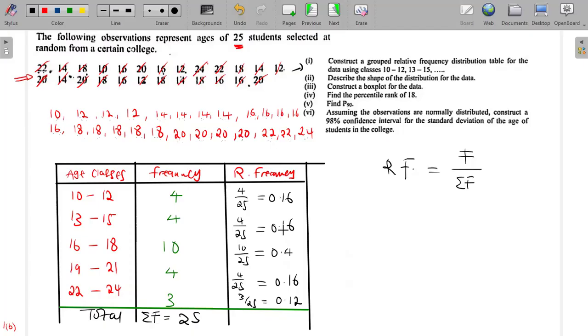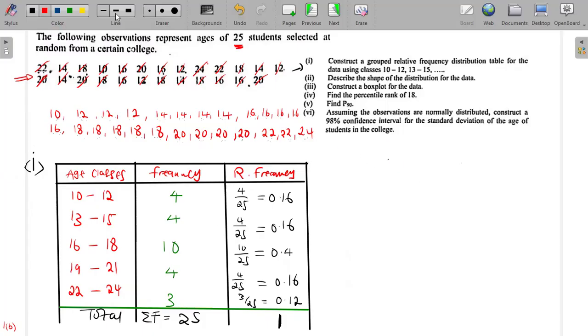Okay, so let me try. So 0.16 plus 0.16 plus 0.4 plus 0.16 plus 0.12, add, I'm going to get a 1. So always, the total relative frequency there should be a 1. Okay, so what we have done here is answered part 1. We've constructed a grouped relative frequency distribution table using the classes 10 to 12, 13 to 15, and so on. So it means you are done with the first part.